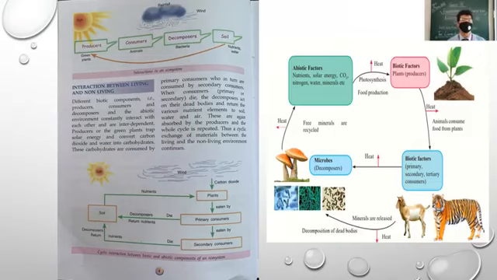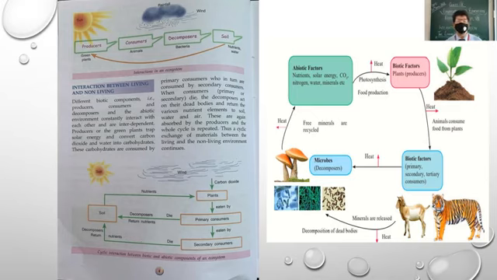The producers, consumers, decomposers, and soil. So, what is it? Producers or the green plants trap solar energy and convert carbon dioxide and water into carbohydrates. These carbohydrates are consumed by primary consumers, who in turn are consumed by secondary consumers.